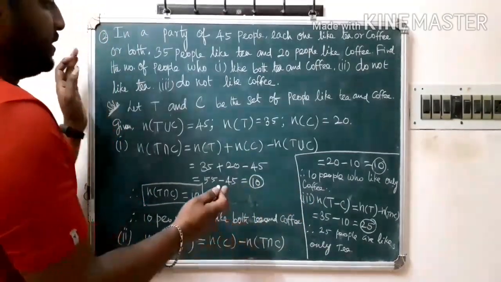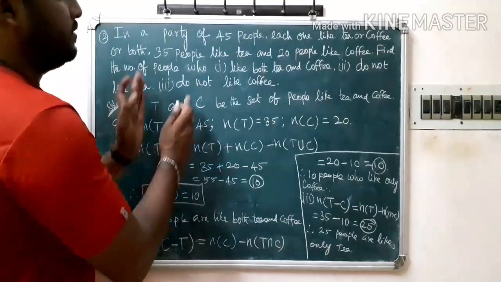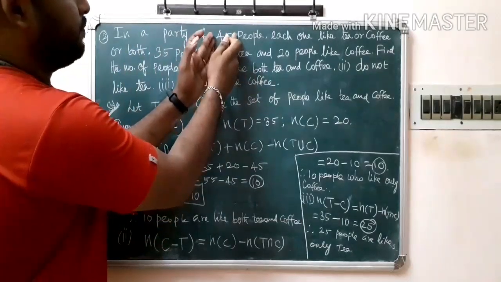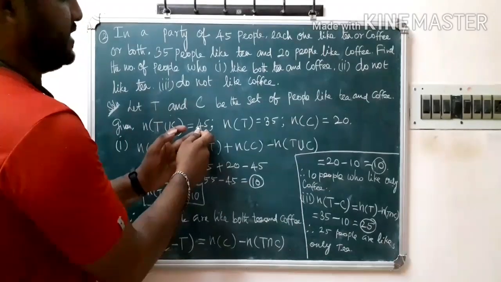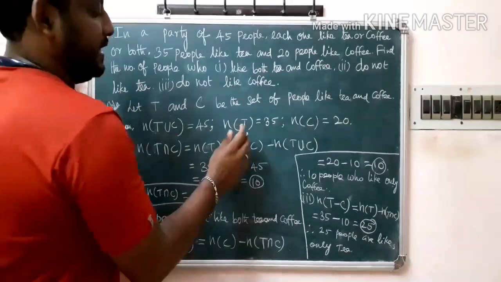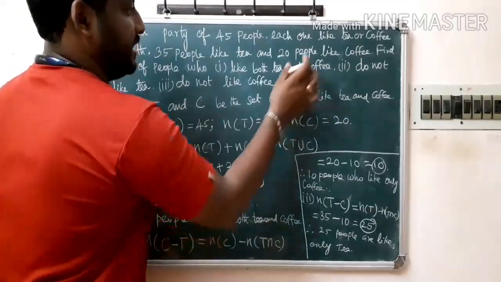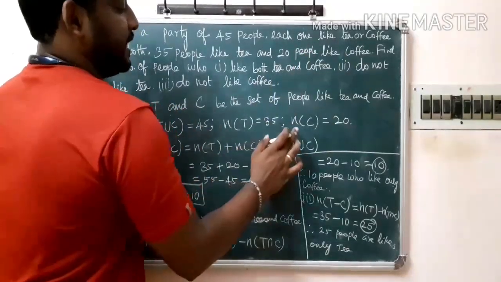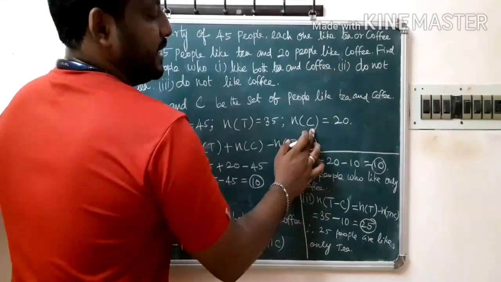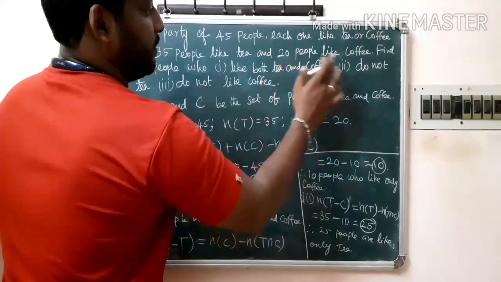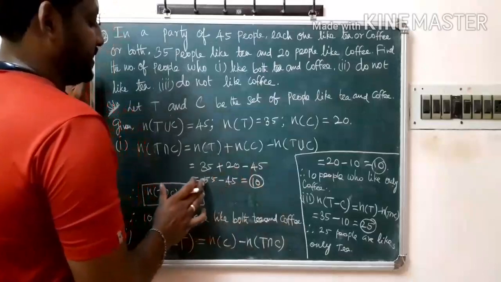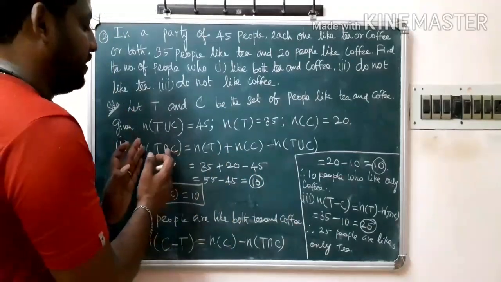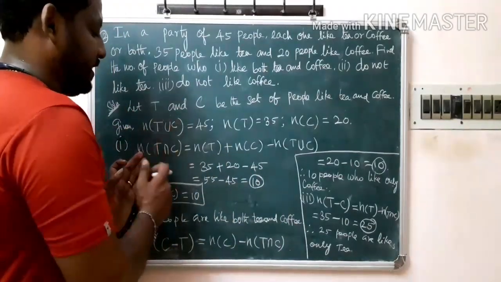Okay. So again I am explaining here. The total number of people who attend the party is 45. That means the union part, T union C, is equal to 45. And then n of T is equal to 35, that means people who like tea. And then n of C is 20, that is 20 people like coffee. And then we have to find out both tea and coffee. That is the first question.